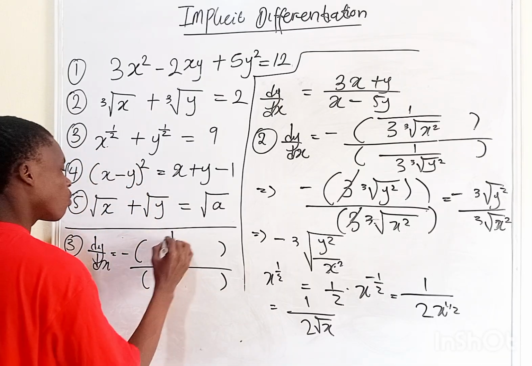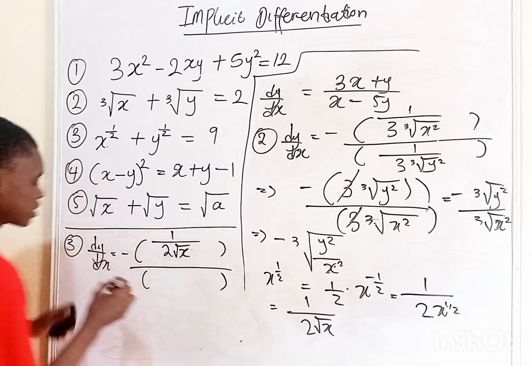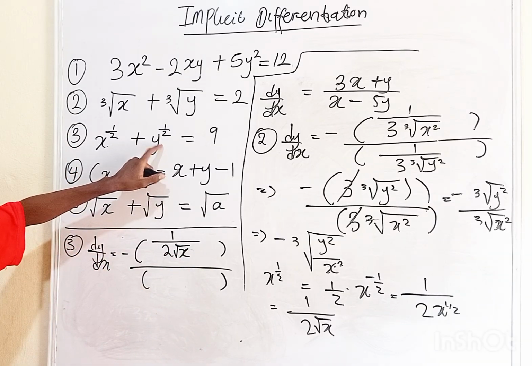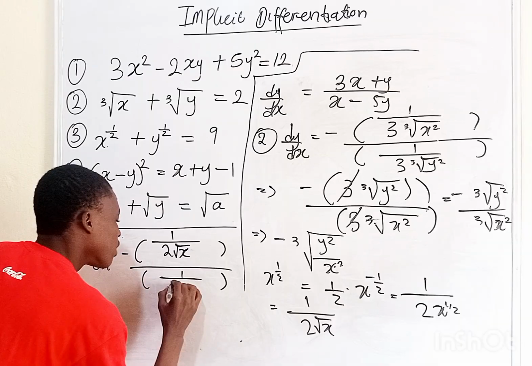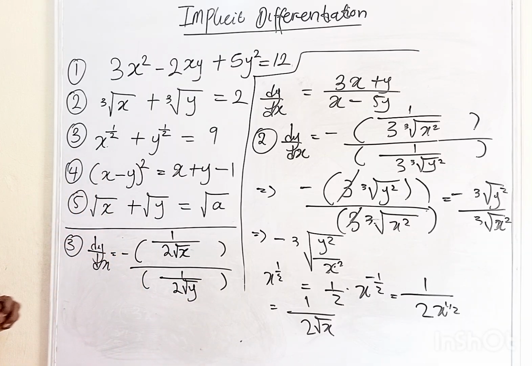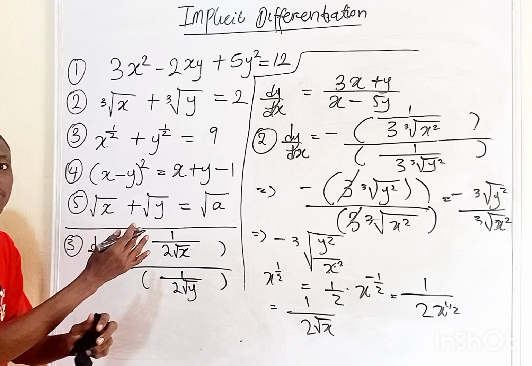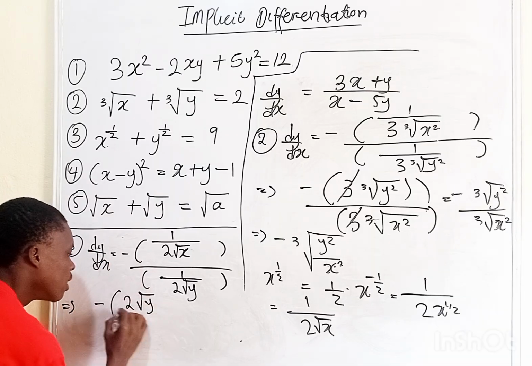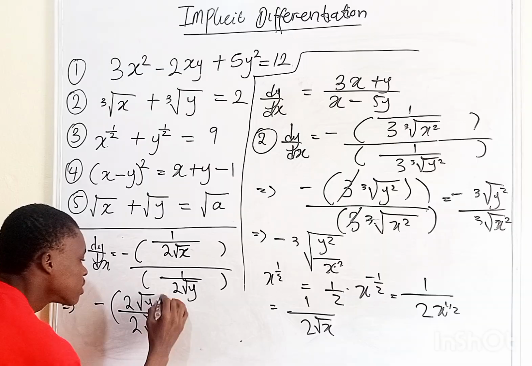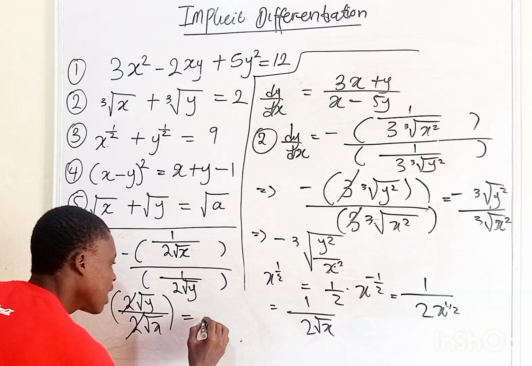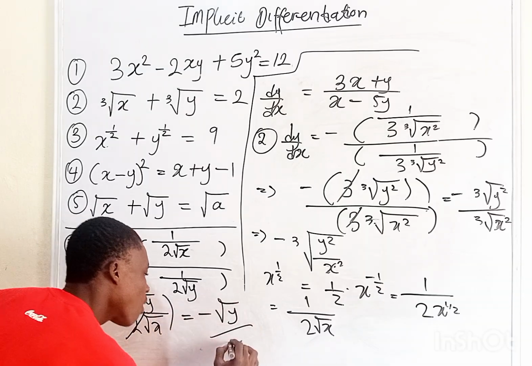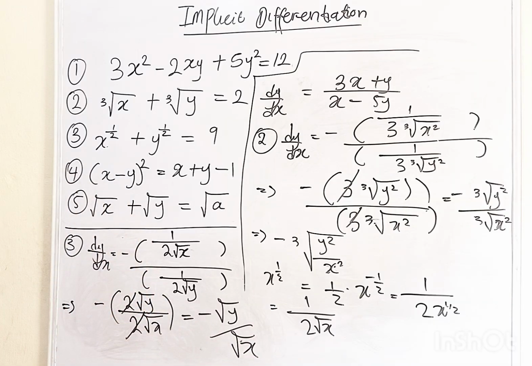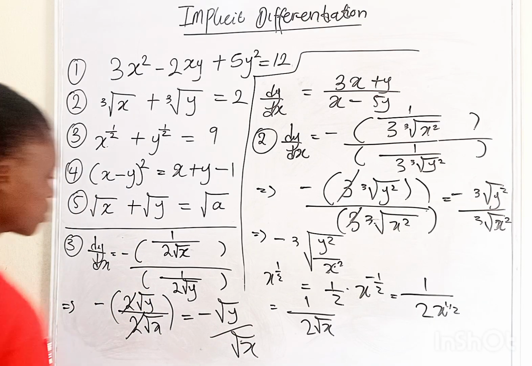So let's put it here: 1 over 2 multiplied by the square root of x. And if we also differentiate this same thing here, we'll have 1 over 2 multiplied by the square root of y. All right, let's go. So from here, clearly what can we see? They'll flip. And if they flip, what happens? We'll have minus 2 square root of y, all divided by 2 square root of x, and this will cancel out this. So our final answer becomes minus the square root of y all over the square root of x.